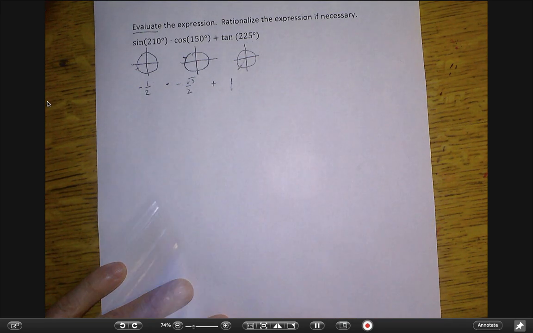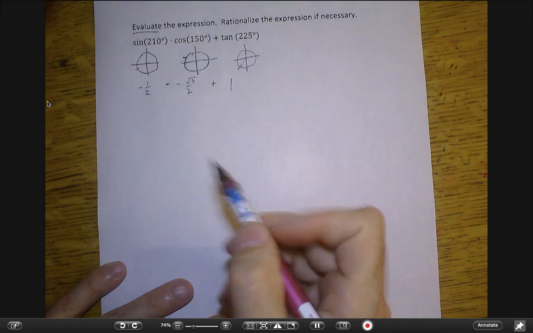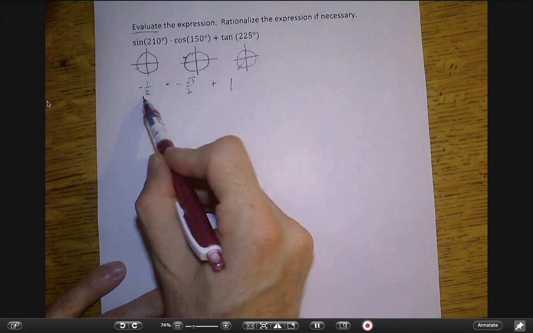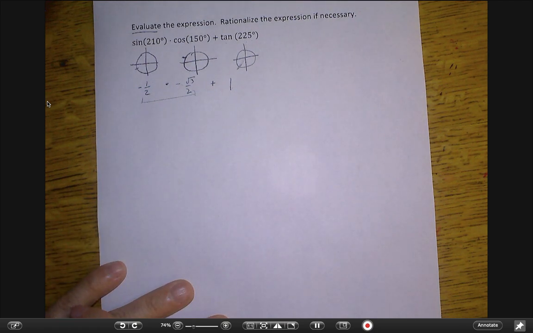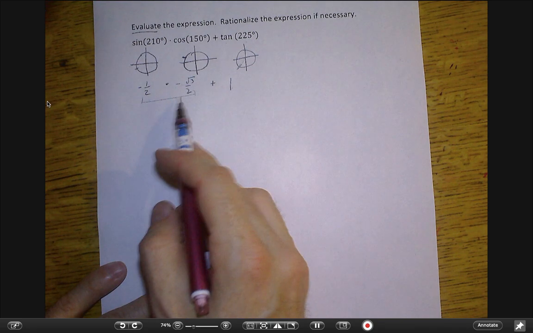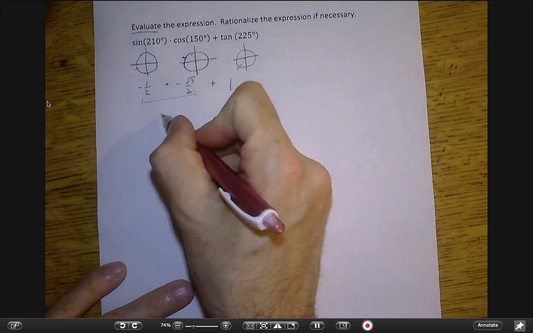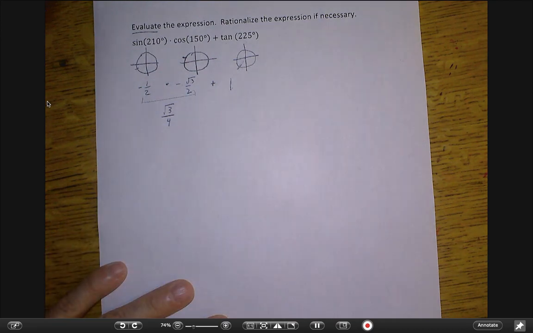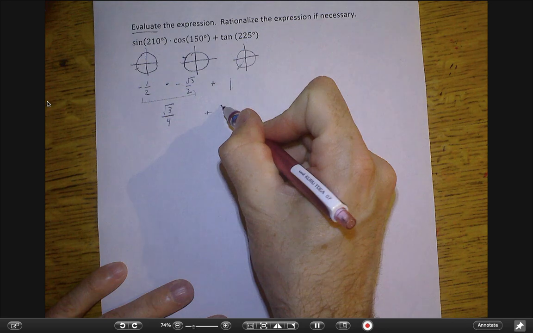However, I think this is going to take a little bit of work. I am going to multiply these two expressions first, following the order of operations. Negative half times negative root 3 over 2, and a negative times a negative is going to be a positive. I multiply the numerators together. I multiply the denominators together. And then I'm going to add 1.